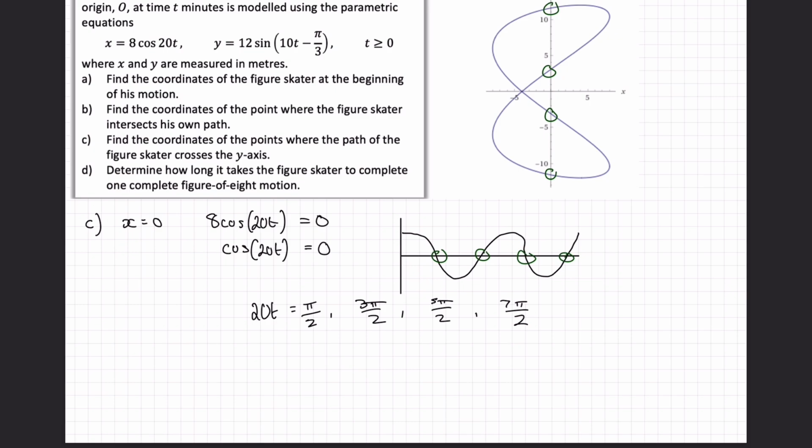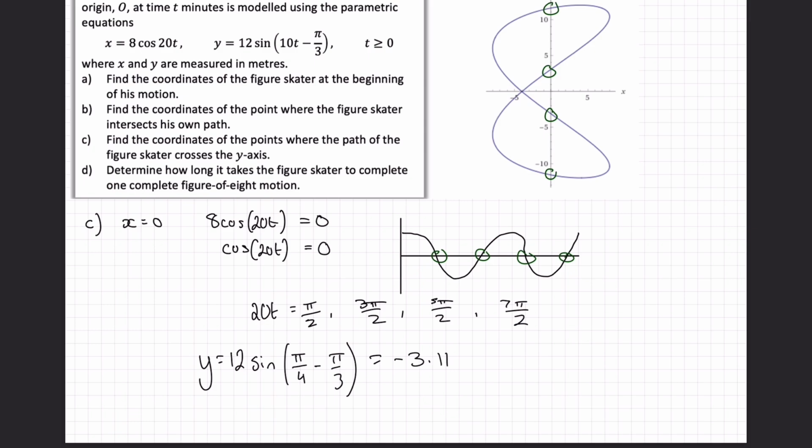So let's have a look at it. For the first one, y equals 12 sine. Now 10t is half of that, so I can say pi over 4 minus pi over 3. So when I get my calculator off screen, let's have a look at it. Pi over 4 minus pi over 3. We want to do sine of the following. And then times that by 12. And off screen, I've got, we'll go 2 decimal places, minus 3.11.